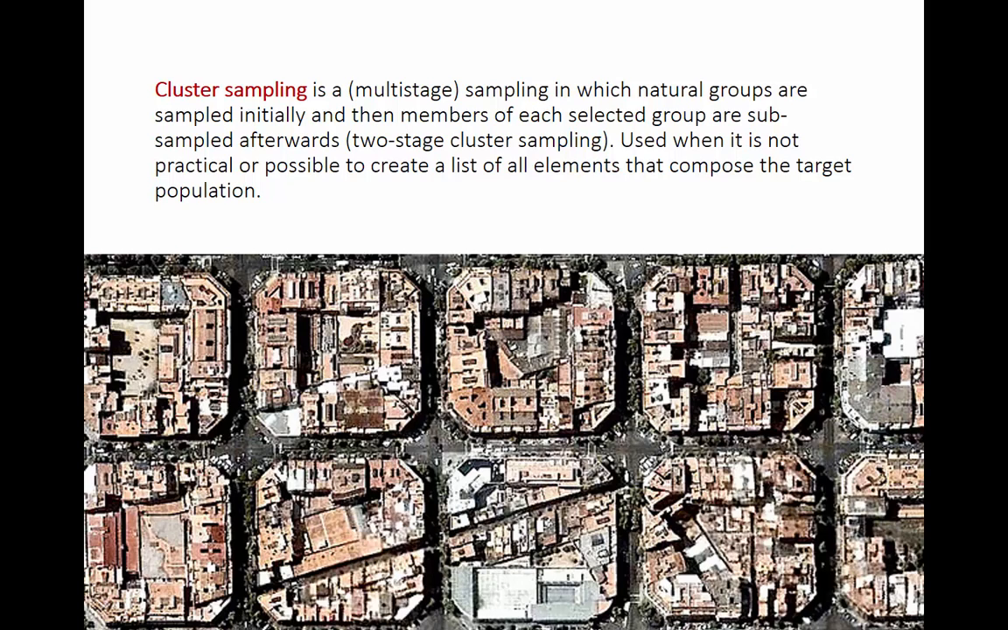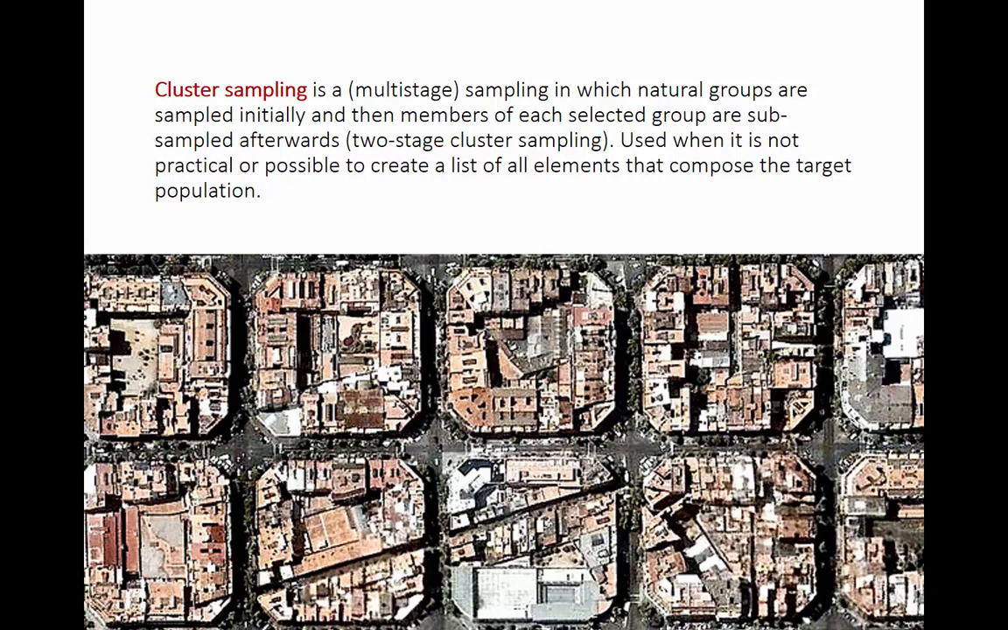So let's say, for whatever reason, I don't have a list of everybody who lives in a certain house. What I can do is ask the folks who do the census: go to the second city block, then go to the first floor, turn left, go to the third apartment that you have there, and ask the second person in the house. Something like that. Now that's a multi-stage cluster sampling.